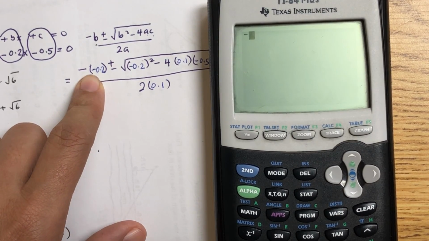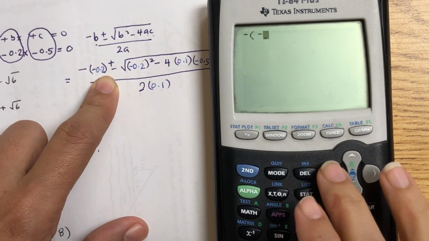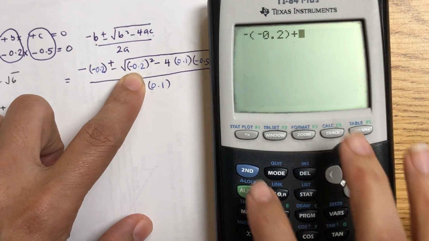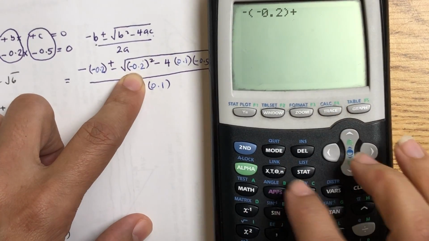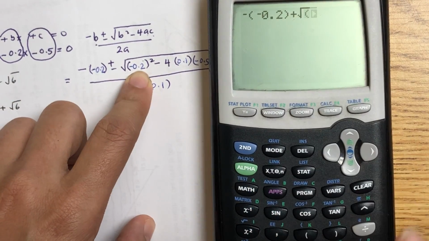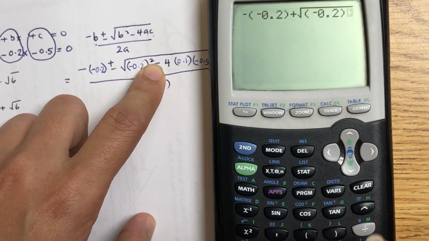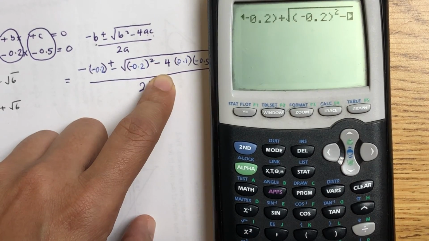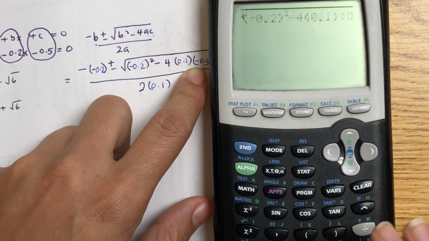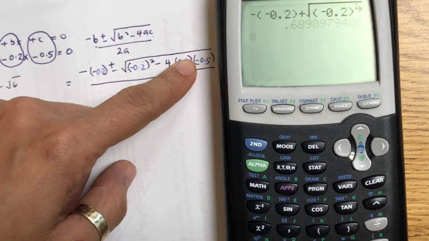Okay, so it goes negative, parentheses, negative 0.2, or you could say 0.2, the same thing, close parentheses. Going to do the plus first, then come back into the minus. Then to do the square root, you're going to hit second and x squared. It's going to give you square root. Parentheses, negative 0.2, close parentheses, squared, which is this one, x squared, minus 4, open parentheses, 0.1, close parentheses, open parentheses, negative 0.5, close parentheses. That's the whole top. Press enter on the top.